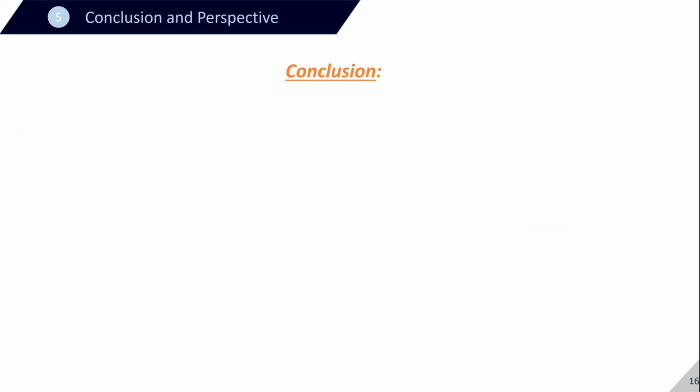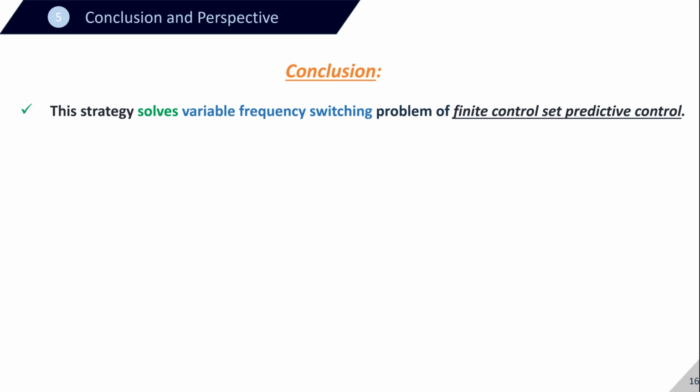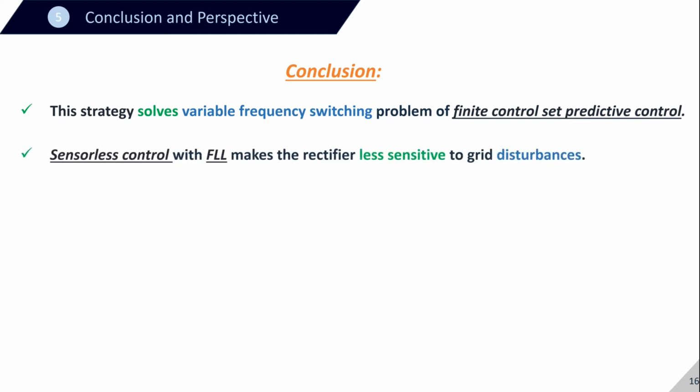So in light of what has been presented previously, you could come up with two main conclusions. The first is that the proposed strategy is indeed effective and that it solves the variable switching frequency associated with finite control set predictive control. The second is that the combination of sensorless control with frequency locked loop makes the rectifier less sensitive to grid disturbances. However, we still have some limitations.